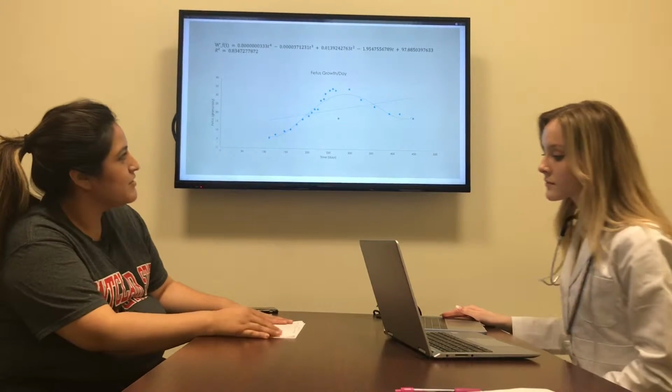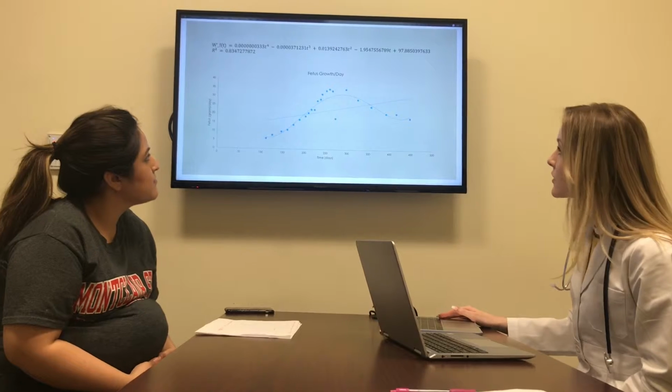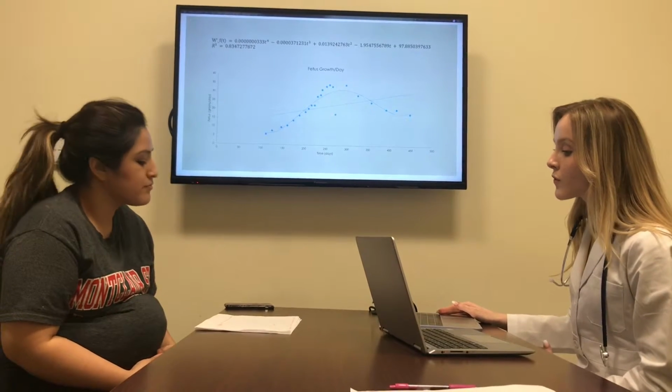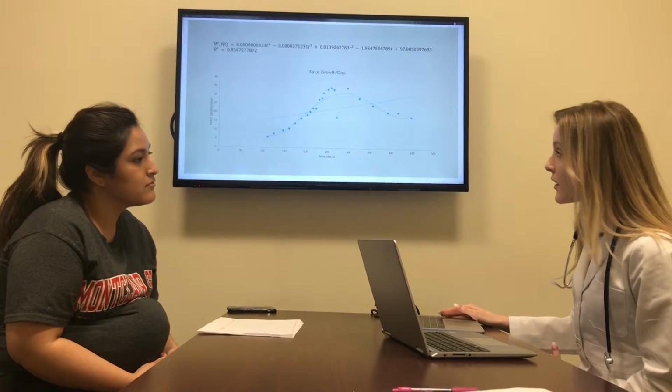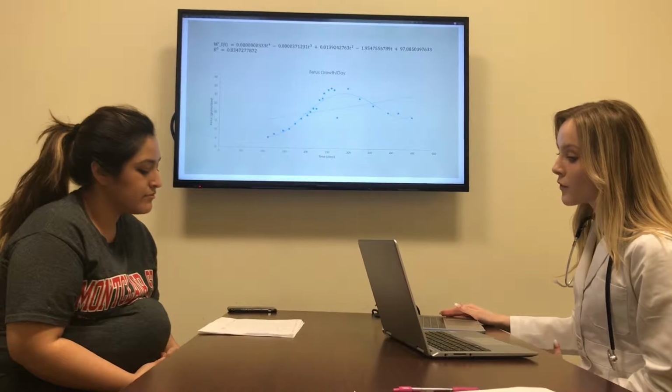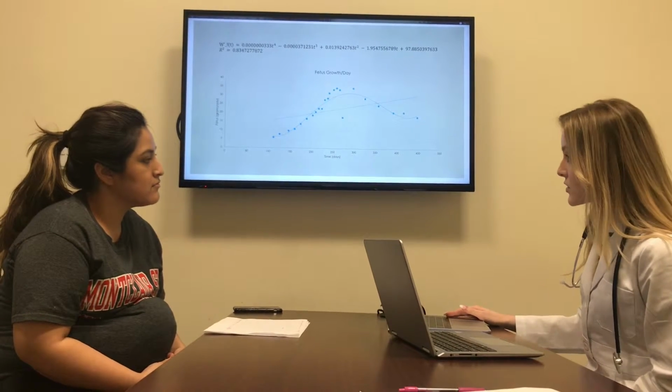What is the meaning of this function? Well, this function and the meaning of it is to show the rate of change. It is the velocity, meaning it is the growth of the weight of the fetus as a function of time.